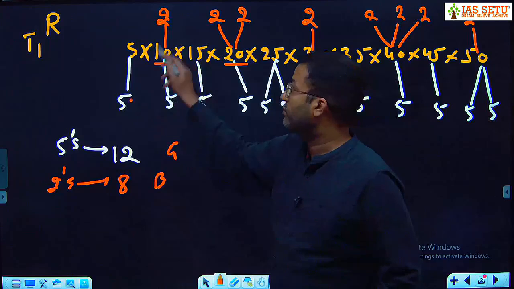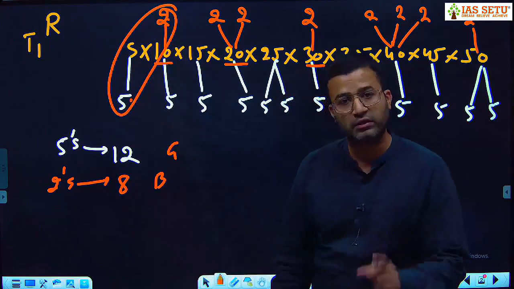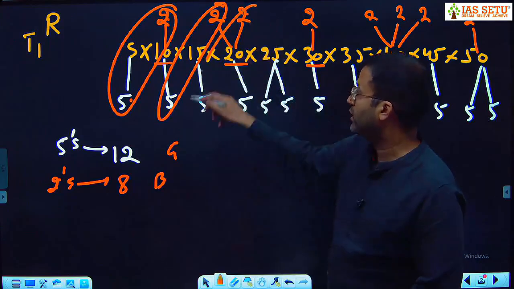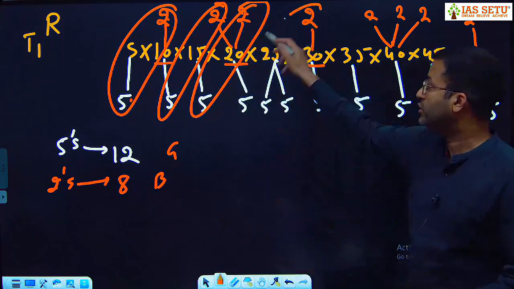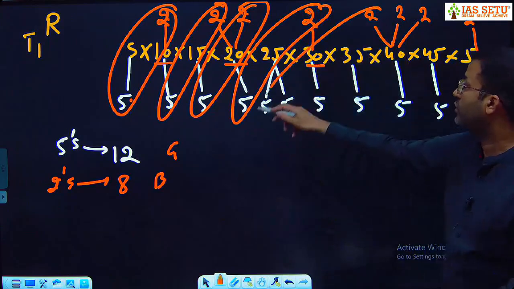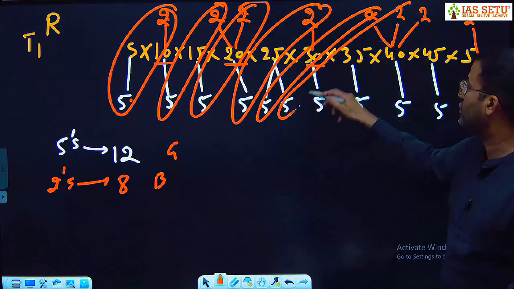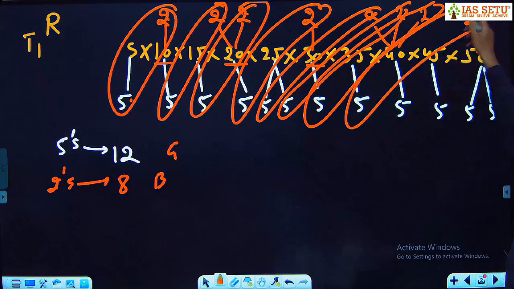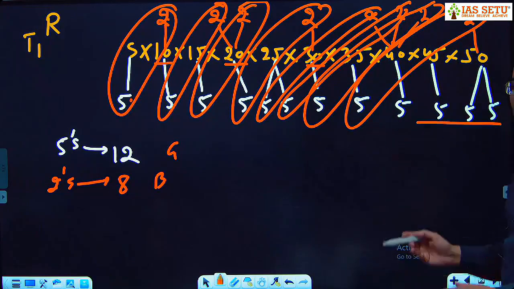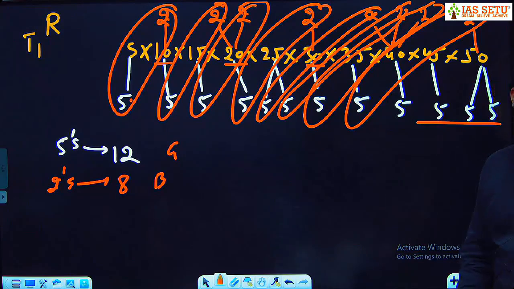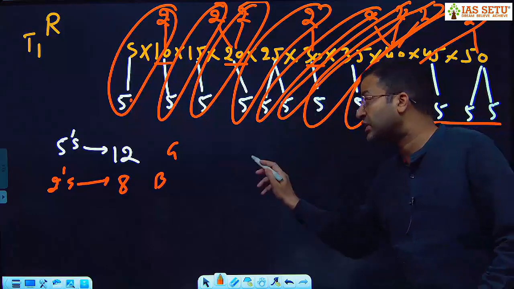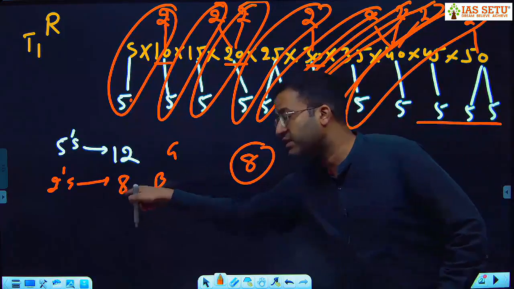This 2 and this 5 will give you 10, give you 1 zero. This 2 and this 5 give you one more 0. This 2 and this 5 give you one more 0. This 2 and this 5 give you one more 0. And so on, for each of the 8 pairs. We have these 5s extra. We can't do anything. So how many total zeros will be there at the end of this multiplication? 8. The lesser number will decide.